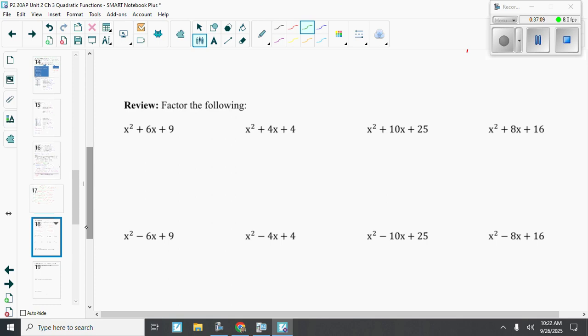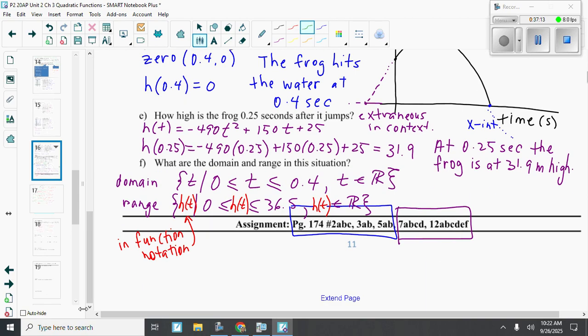So what I want you to do is you do have the rest of these questions, which I think are a little bit more of the practical kinds of questions. Do those for homework and then we'll jump into completing the square on Monday.